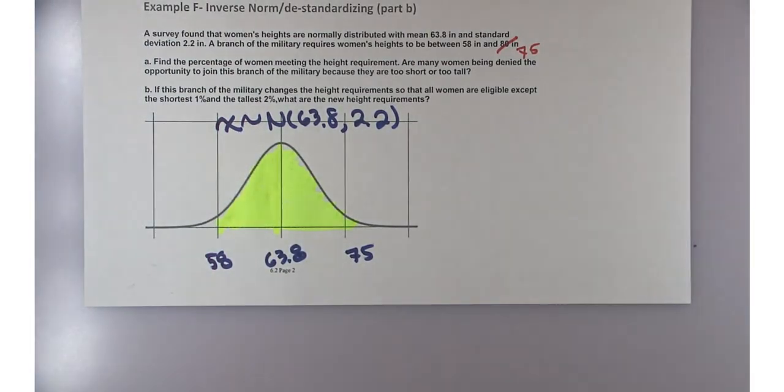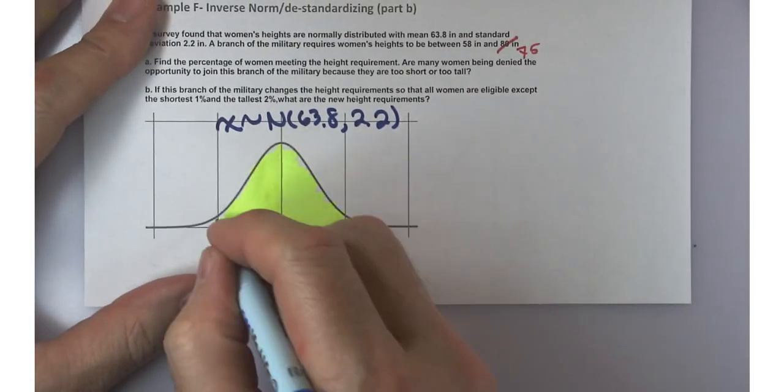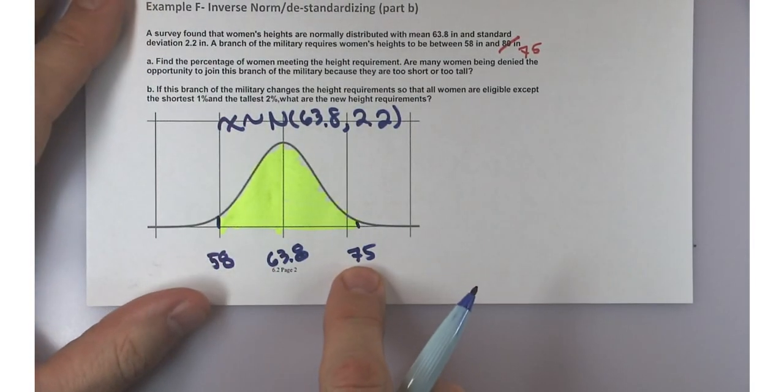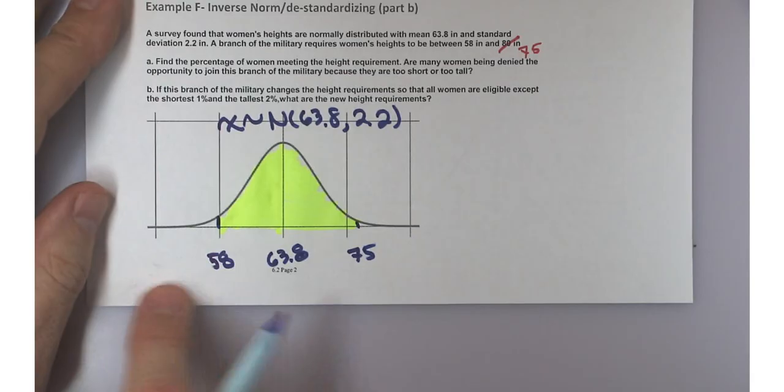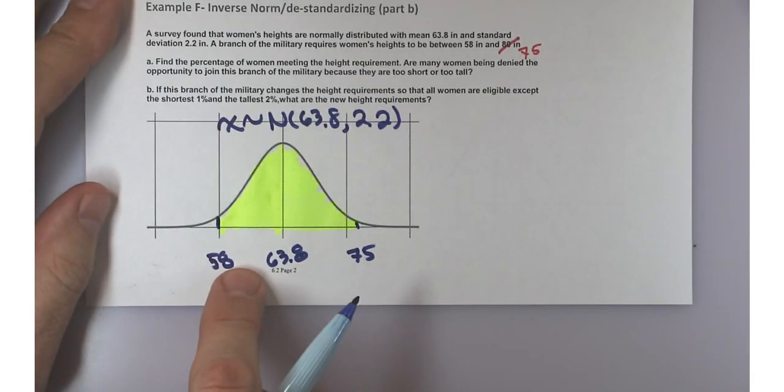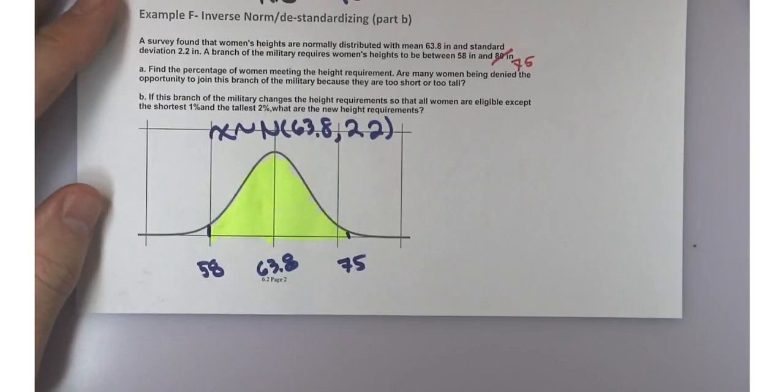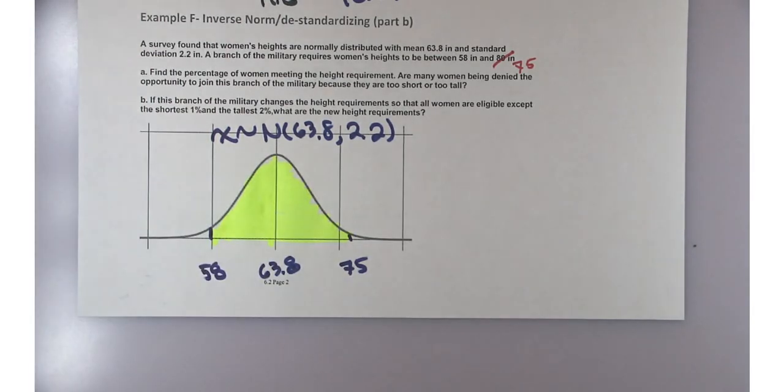So how are we going to find this with norm distribution? What are we going to do? Yeah, you're going to subtract it. You're going to find the area to the left of 75 minus the area to the left of 58. So you're going to subtract those two in order to find the area.